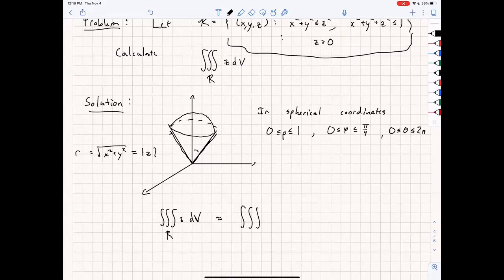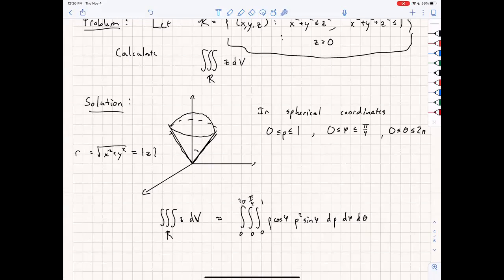So here we've got this factor of rho squared sine of phi. That was our Jacobian. We've got d rho, d phi, d theta. So my bounds are going to be 0 to 1, 0 to pi over 4, and 0 to 2 pi. But now you do need to remember, you're not always just finding volume. You need to put your integrand in. And so this z is now z as a function of the spherical coordinates, which is coming from that table. So this is going to be rho cosine of phi.